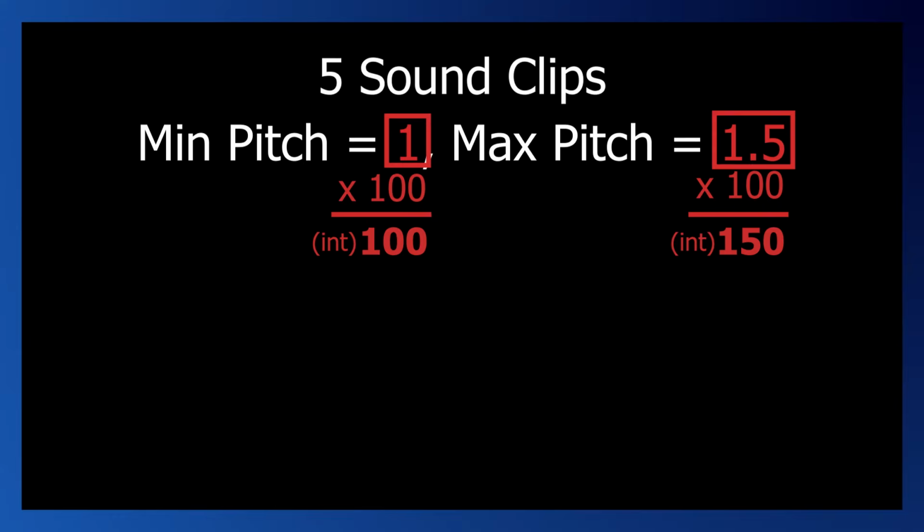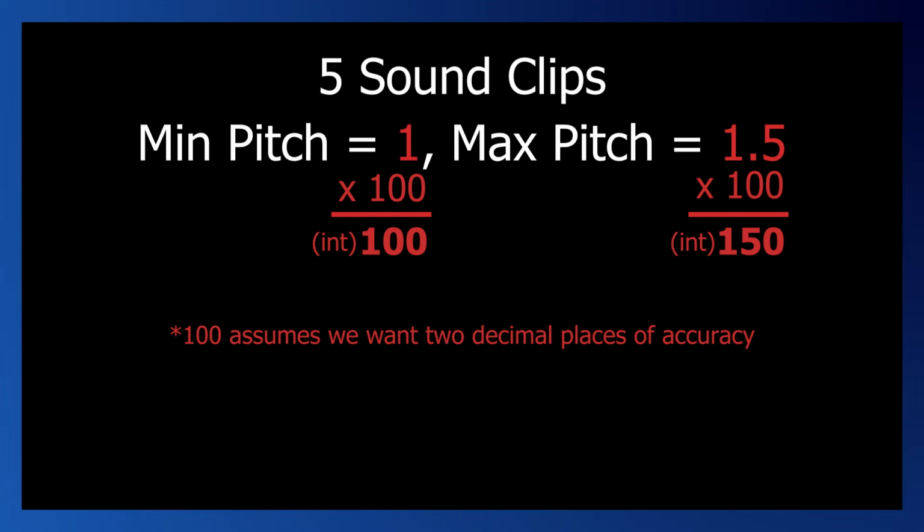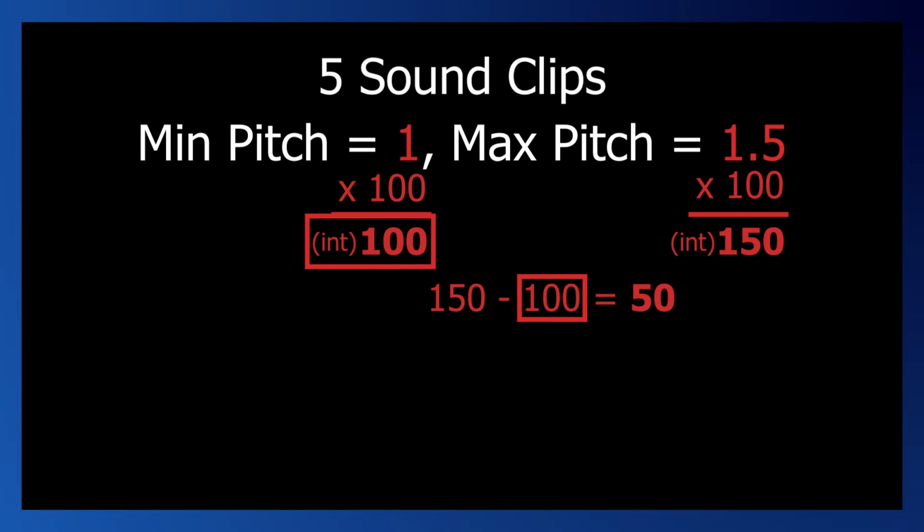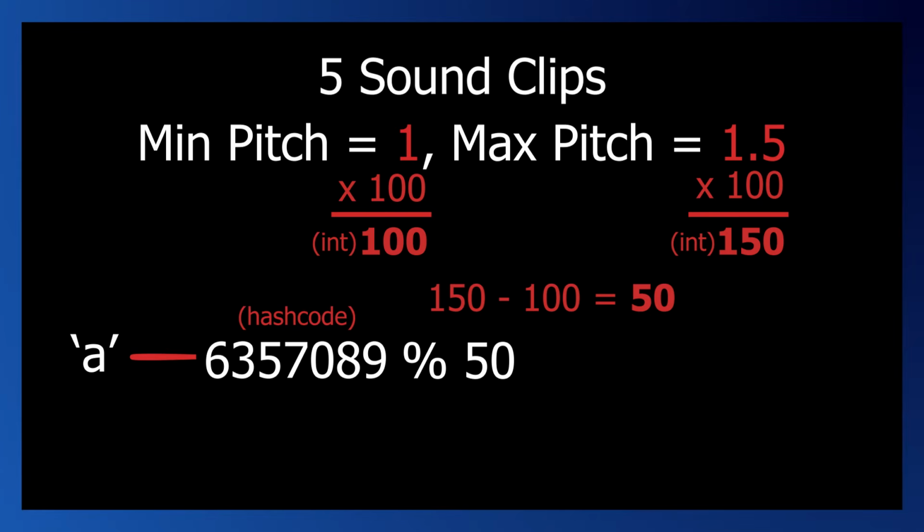First, we'll need to convert the float values to integer values for the max and min pitch by multiplying them by 100. Then we can subtract off the min pitch value from the max pitch value so that we're working with a single integer that represents our range. And from there, we can use modular division between the hash code and that integer just like we did with the sound clip.